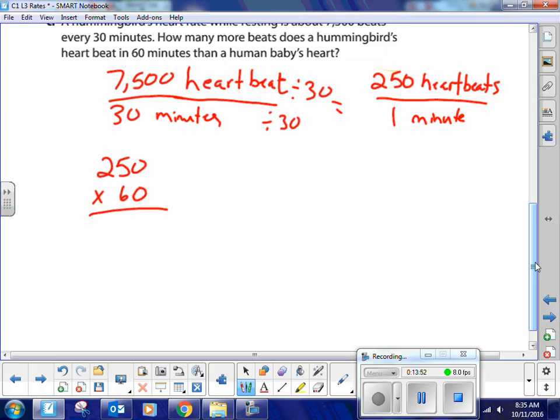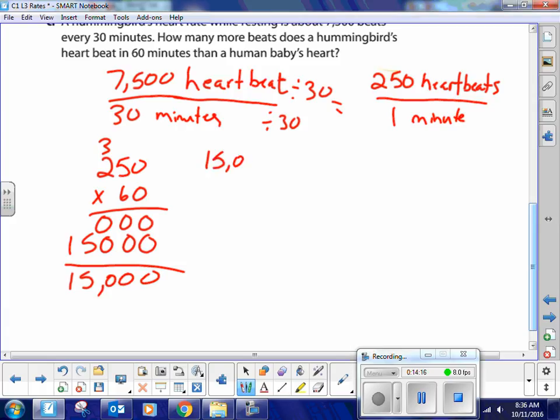All right, I'm just going to put that 0 there and run the whole workout. Then you've got to annex a 0, and 6 times 0 is 0. 6 times 5 is 30, 0 carry the 3. 6 times 2 is 12, plus 3 is 15. Okay, and then you get 15,000 heartbeats in 60 minutes. I'm going to put HB for heartbeats in 60 minutes.